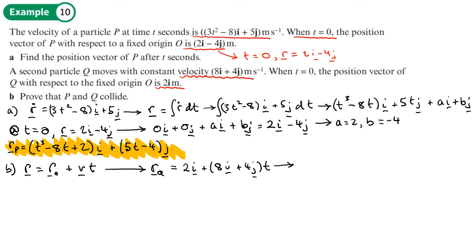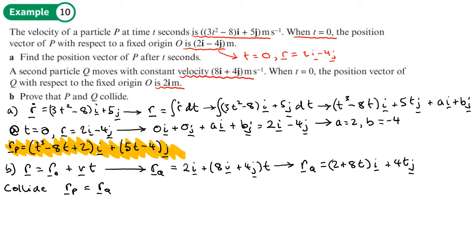Let's put the i's and the j's together, so we get the position of q is (2 plus 8t)i, expand the brackets, plus 4tj. Now if these things are going to collide, then the position of p is going to equal the position of q. We've got expressions for both of those, so we're going to set those equal to each other and see if we can find a value of t that balances it. Then we know that they collide and we know at what time they collide.